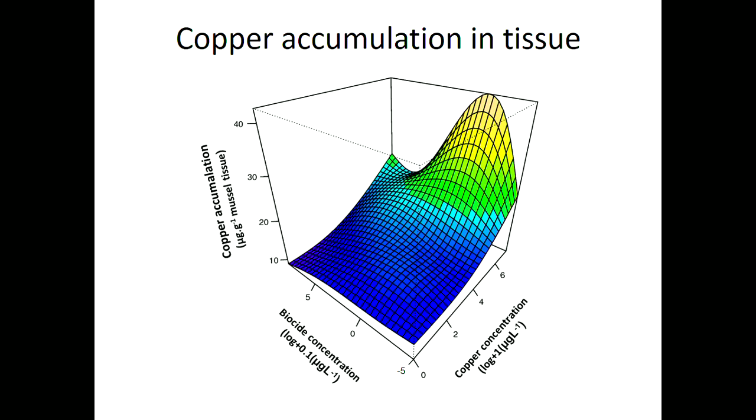And what you can see in terms of copper accumulation in the tissue is if you track along the biocide axis, there's no increase in the concentration of copper, which is what you'd expect. No copper's been added. But where you track along the copper axis, there's a gradual increase in the concentration of copper in the muscle tissues. But what's striking here is that there is a synergistic effect in combination with biocide, so that the peak copper accumulation in the tissues is not just where high concentrations of copper are added, but where there are also intermediate levels of biocide added.